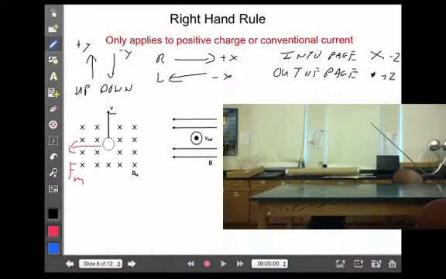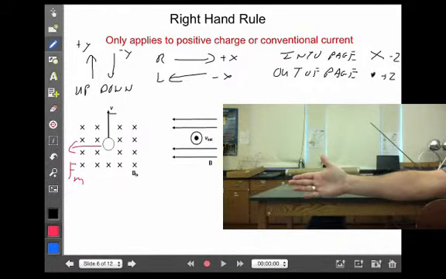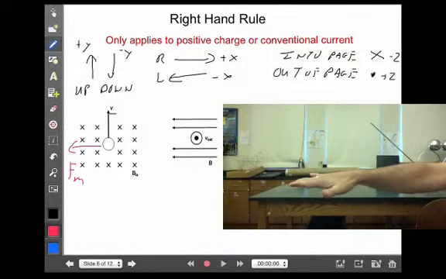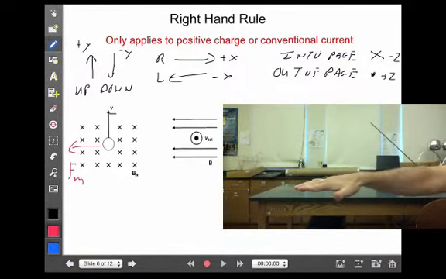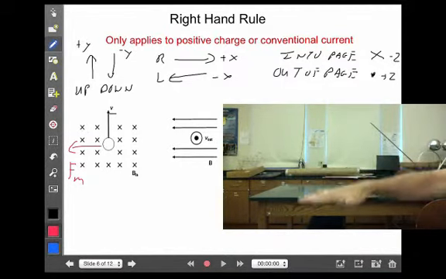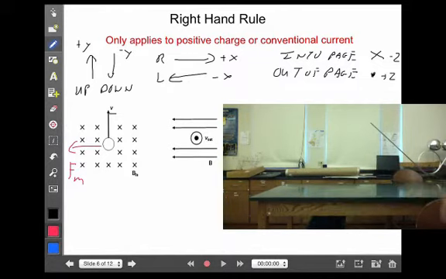Let's look at the second example. In the second example, my velocity is coming out towards my face. Out towards my face. If I'm doing this, I'm looking at my thumb. And then my field is pointing to the left, so my fingers are pointing to the left. So with my thumb pointing to my face and my fingers pointing left, I see that I can push down. So the magnetic force must be down. That's the direction of the magnetic force.